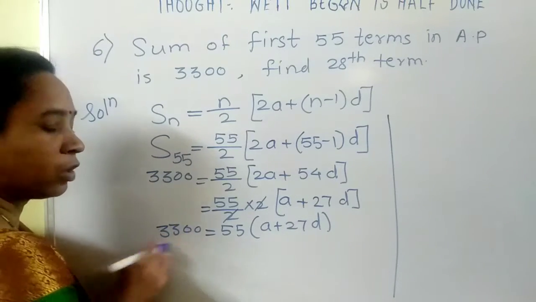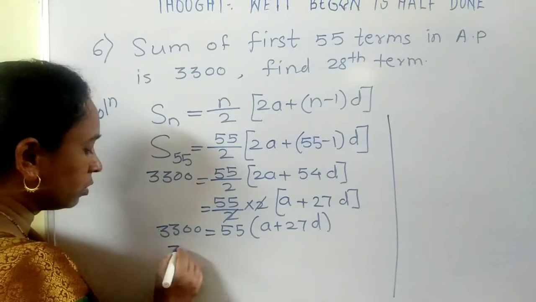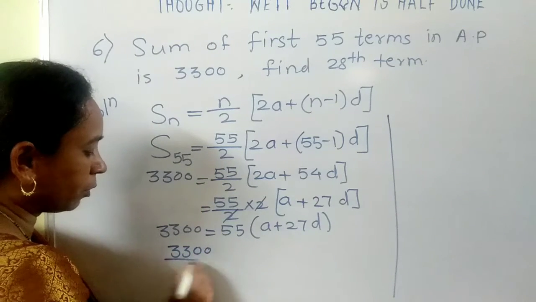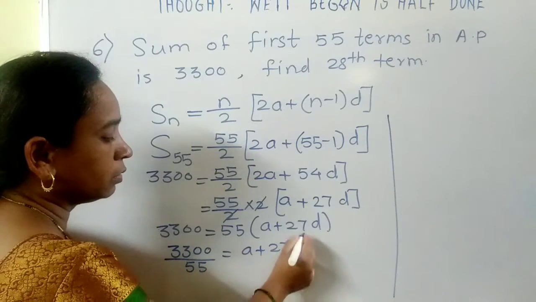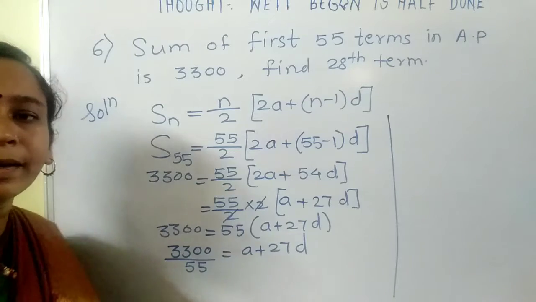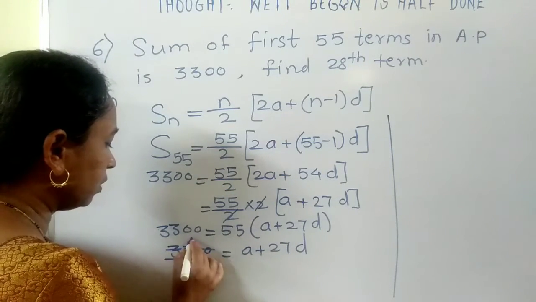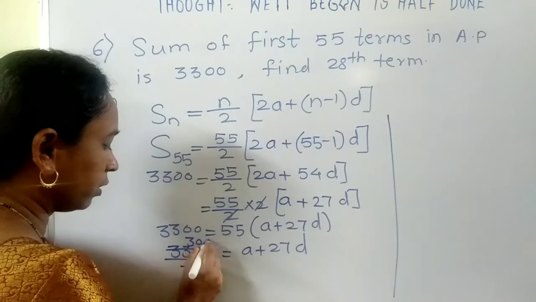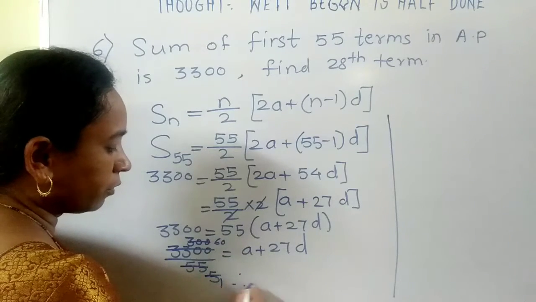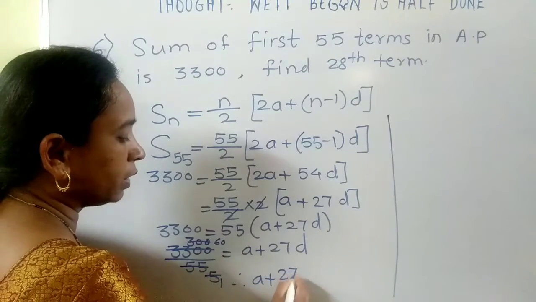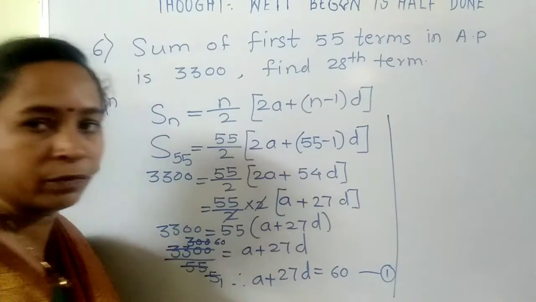3300 is on the left hand side. Transfer 55 here, so it will be in division. So 3300 upon 55 is equal to a plus 27d. Both are divisible by 11. If you divide, 11 5s are 55 and 11 3s are 33, so 300 upon 5, and here you will get the answer 60. Therefore a plus 27d is equal to 60. This is my equation number 1.